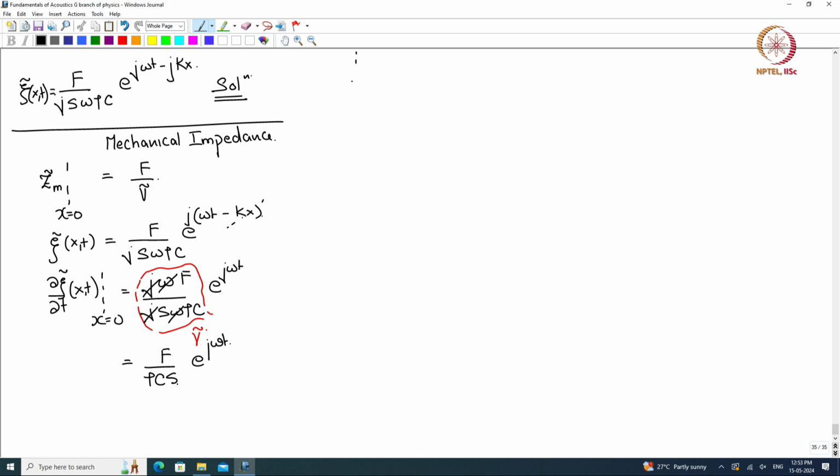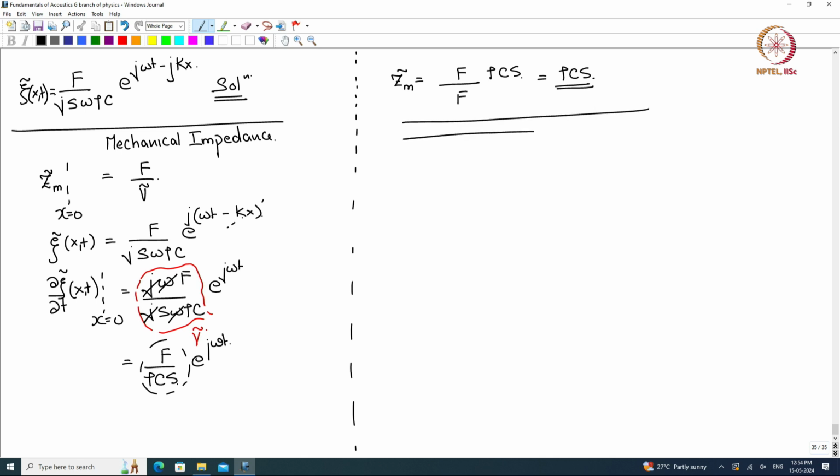Okay, and so now from here the mechanical impedance Z mechanical is F divided by Ṽ, which is F over F by ρcs, hence it is ρcs. This is the mechanical impedance. So, the mechanical impedance of this infinite rod or semi infinite rod, which is driven at x equal to 0, and goes off to infinity, is ρcs.